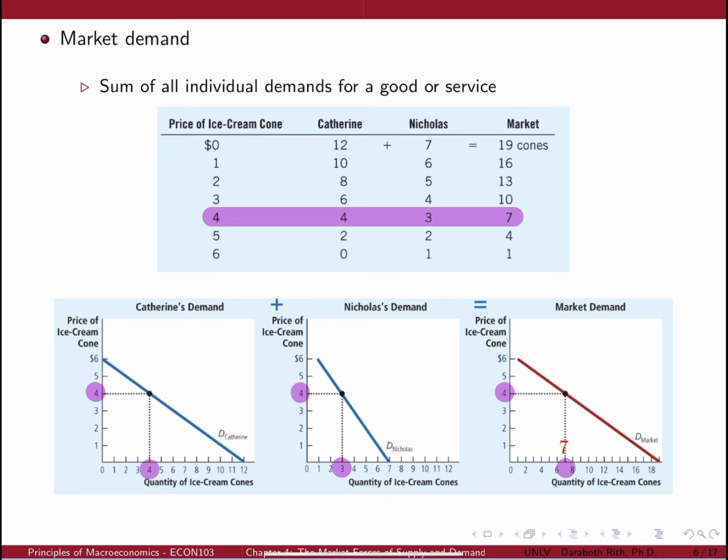And then you can plot the market demand on a graph such that you label the price on the vertical axis and the quantity demanded of the market demand on the horizontal axis.